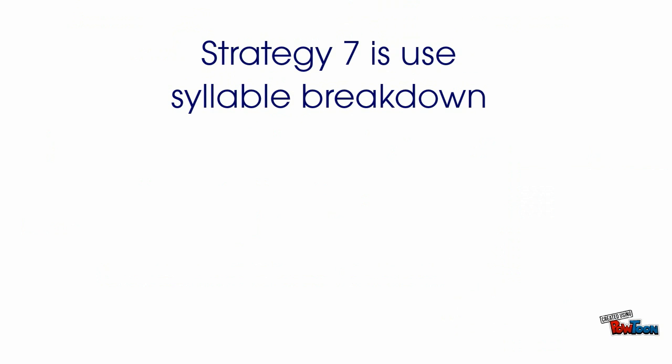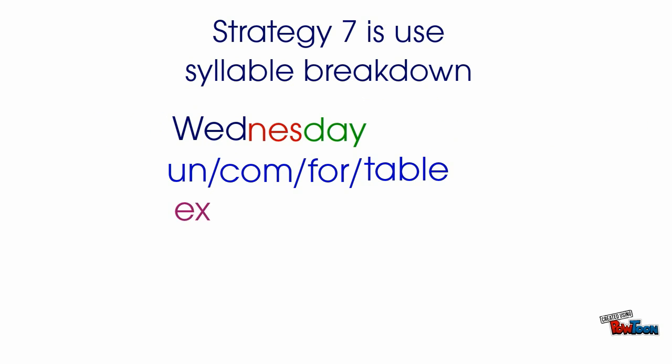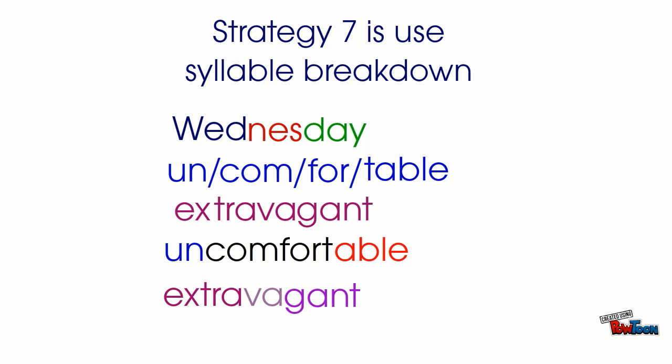And strategy number 7 is use syllable breakdown. We can break words down into little spoken chunks with a vowel sound to help spell long words, like Wednesday, and it helps you remember the silent D and E. We say Wednesday, but we spell it Wednesday. And uncomfortable, extravagant. Or break them into words. Uncomfortable, extravagant. Break them up into whatever way helps you, okay?